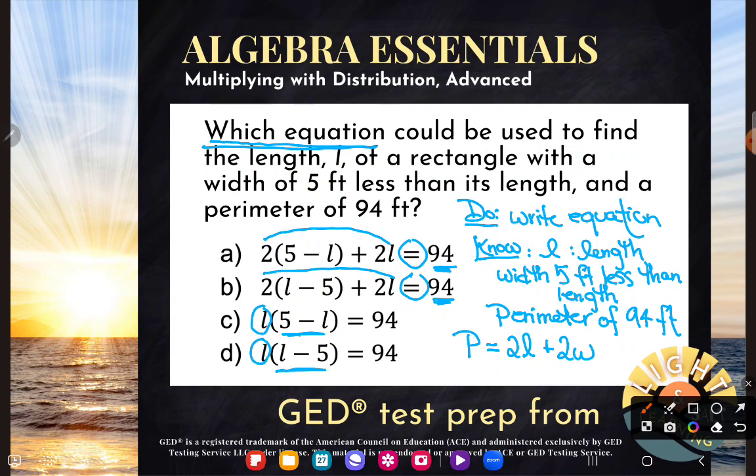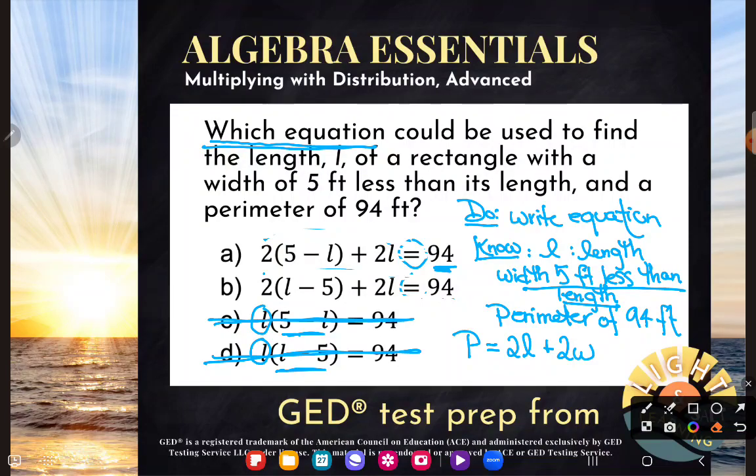And you might be saying to me, well, why is the width so ugly, Kate? You're talking about 5 minus L or L minus 5. There's no W for width. Well, because we know we had said that the width is 5 less than the length. So one way to talk about it would be as subtracting that length with 5. So I'm over here with A and B. A and B both look good because they both refer to perimeter. I like them a lot. And you can see that they look really similar.